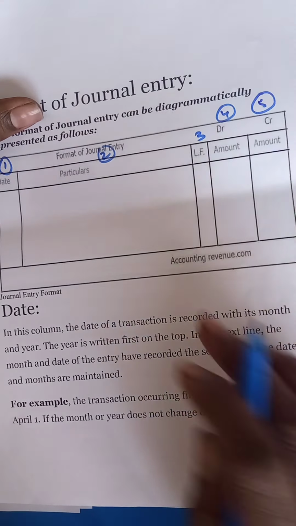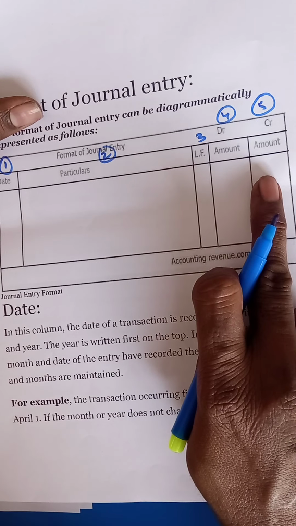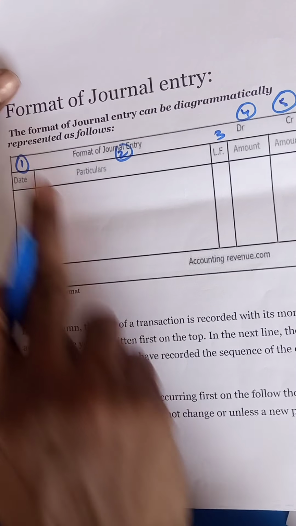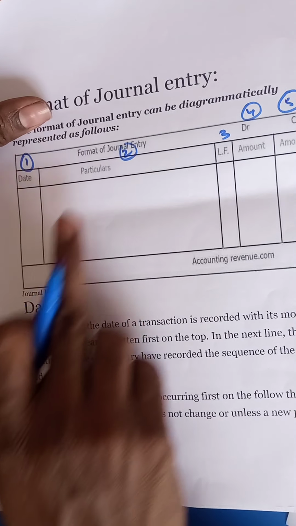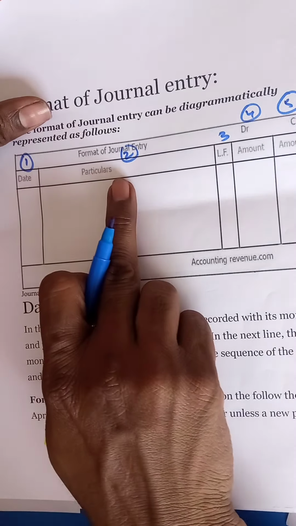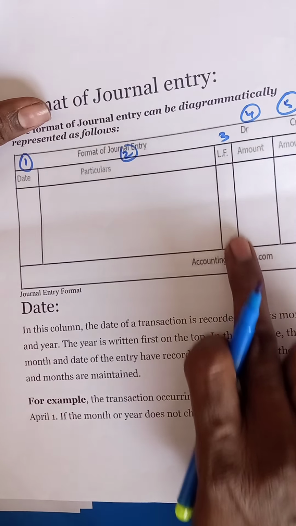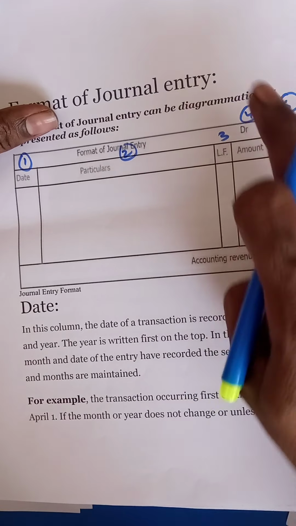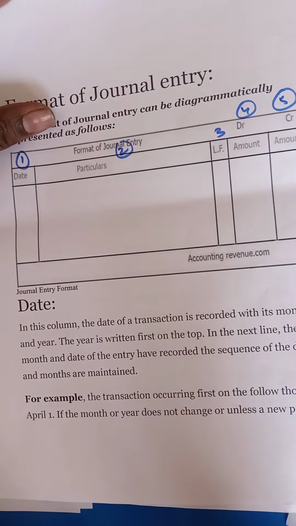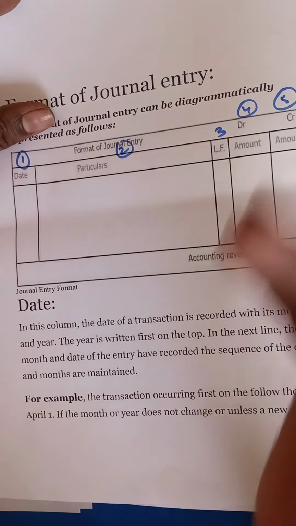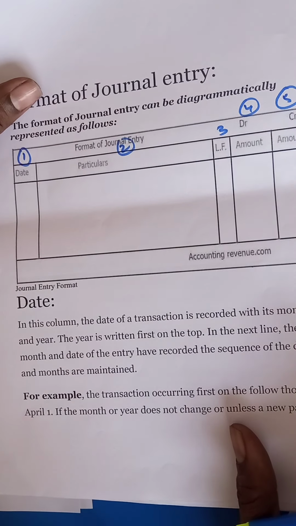Now the question arises: which account do we debit, and which account do we credit? I will explain again. Journal entry means a daily record of transactions. The first column is the date, where we write the date, month and year. The second column is particulars, where we write the transaction that happened. In LF we write the ledger folio number. Then debit and credit. For every transaction we have to write 2 entries, one receiving aspect and one giving aspect. This is called the double entry system.